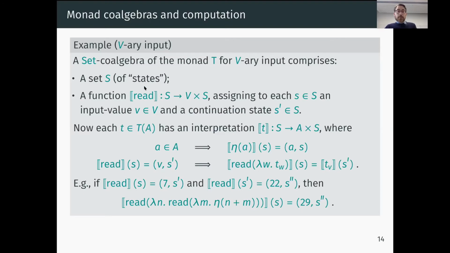All right, but we can interpret this as follows. What it does is it takes each S, which I think of as a state of an external environment, and I associate to S a value V from my set V, together with a continuation state, a new state S prime.